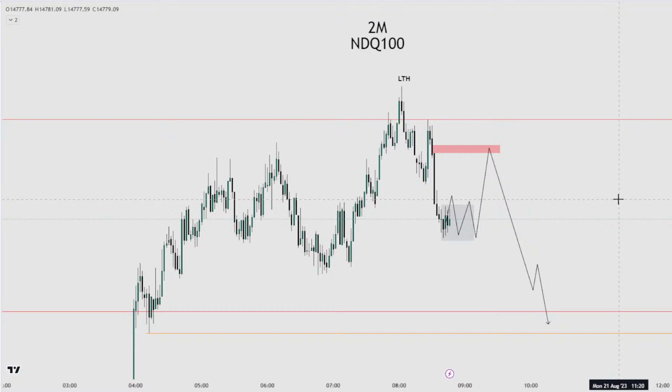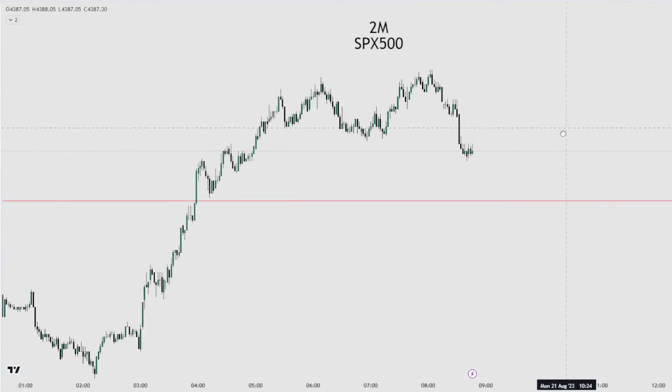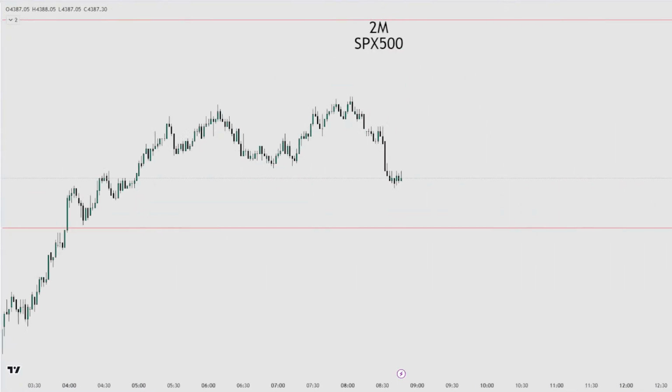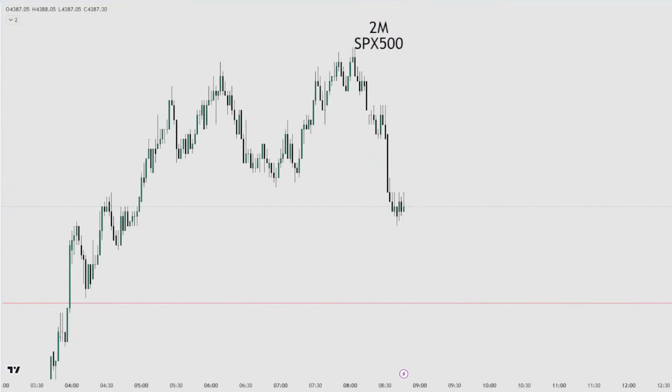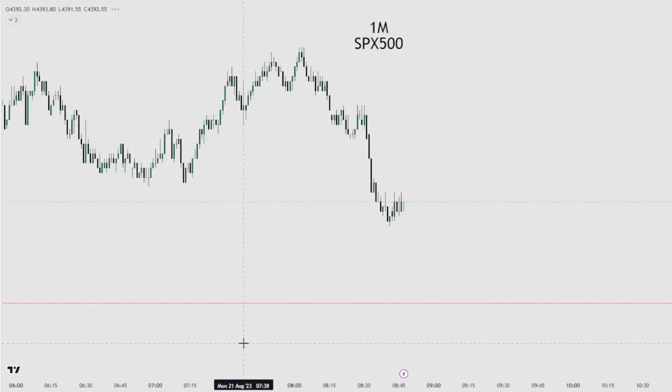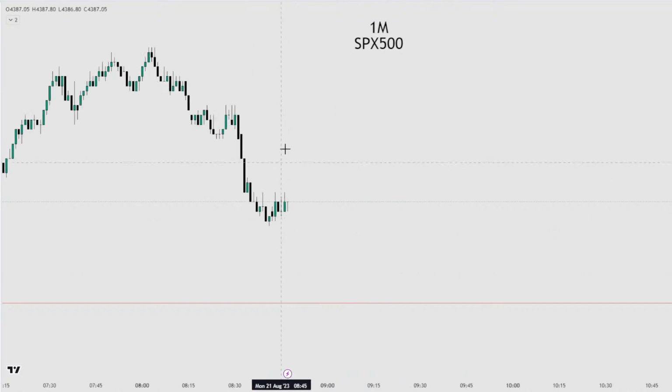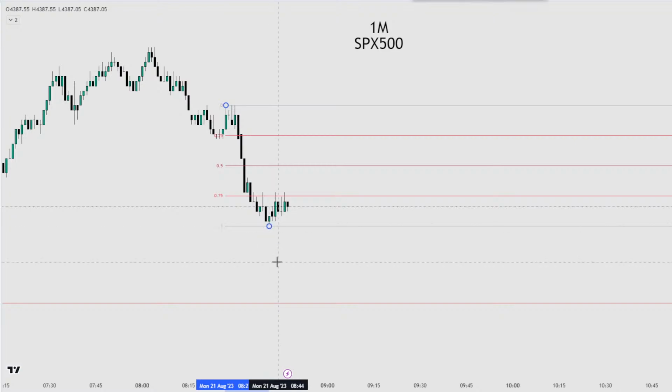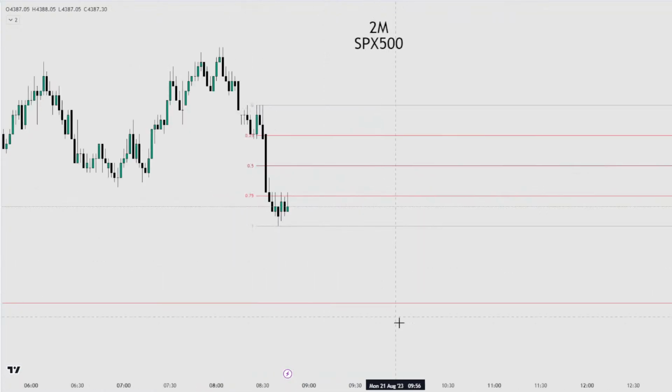So now we just have to wait, and SPX is just not that good looking right now. Actually, the Nasdaq setup on the 1-minute is very good. I mean, the SPX setup on the 1-minute is very good, in my opinion, as well. We have a really nice 2-minute gap.